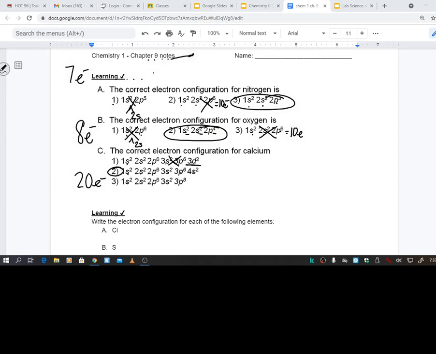We got 1s and then 2s, 2p, which is correct. 3s, 3p, but we cannot have 8 electrons. The only thing we can have here, 6 is the highest we can go to. So that one is wrong.